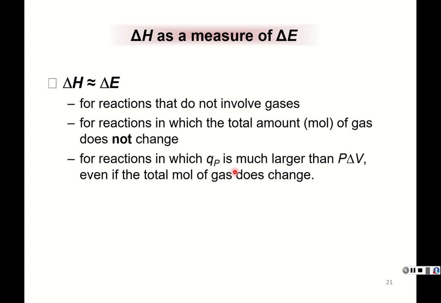Again, we're probably not going to have to deal with these two cases in this class. You can really assume that delta H is an approximation for delta E in this class.